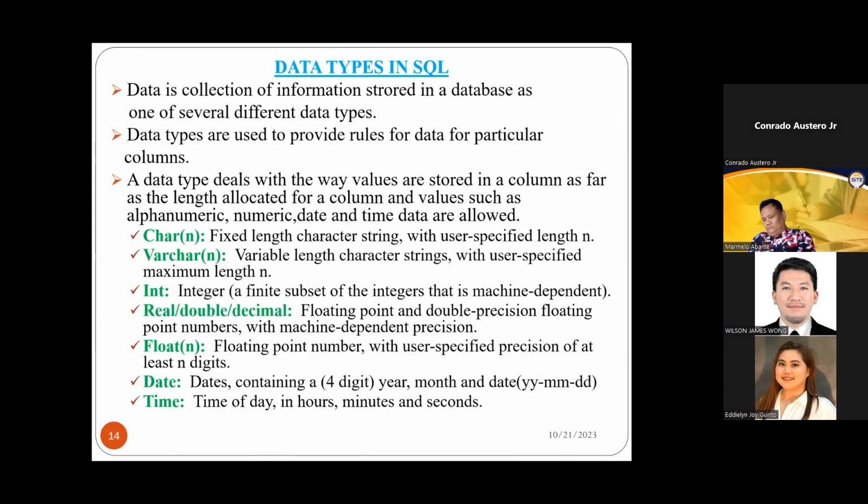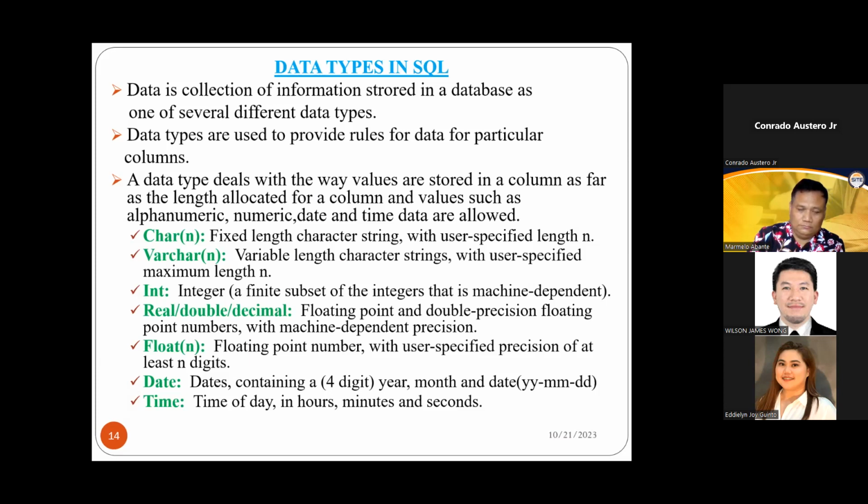Here are the data types in SQL. Data is a collection of information stored in a database as one of several different data types. Data types are used to provide rules for data in particular columns. A data type deals with the way values are stored in a column, as far as length allocated for a column, and whether alphanumeric, numeric, date, and time data are allowed.